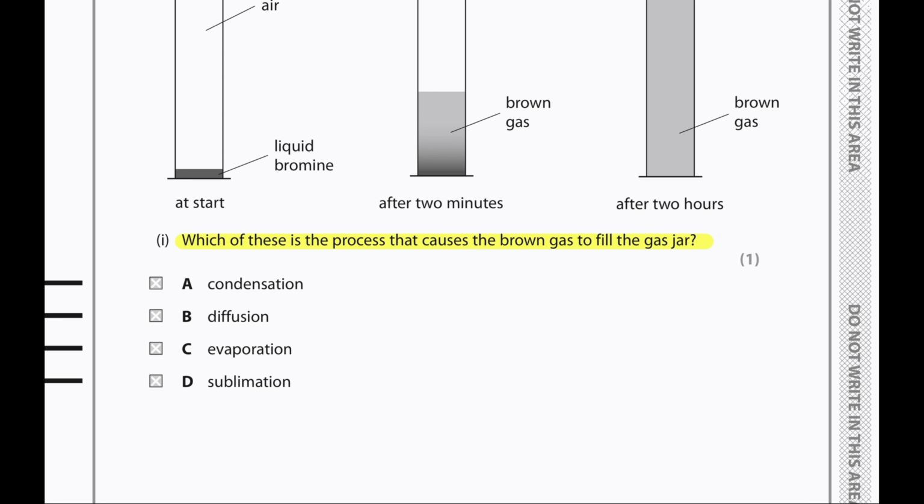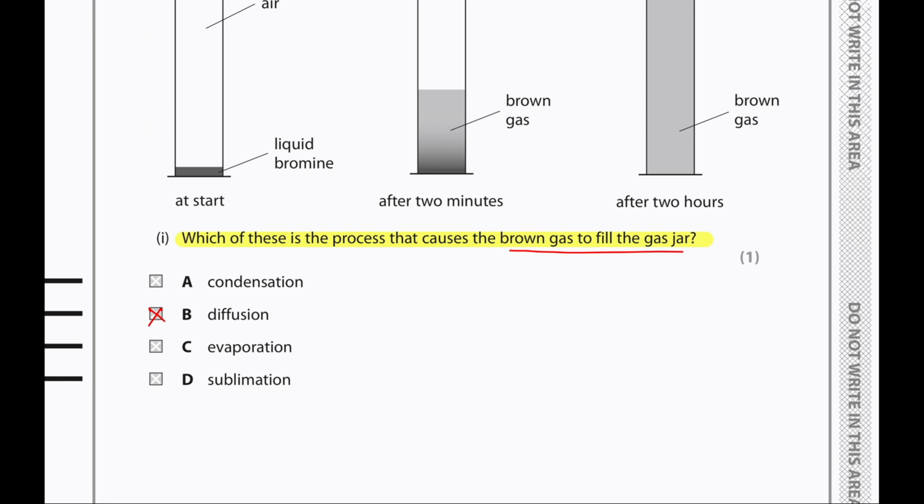So the process is asking about the brown gas filling the gas jar. That will be diffusion, because we know diffusion is the movement from a region of high concentration to a region of low concentration.